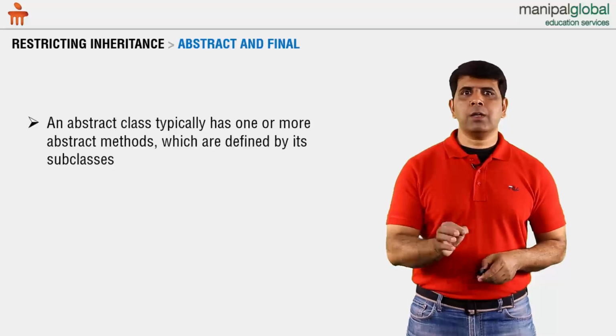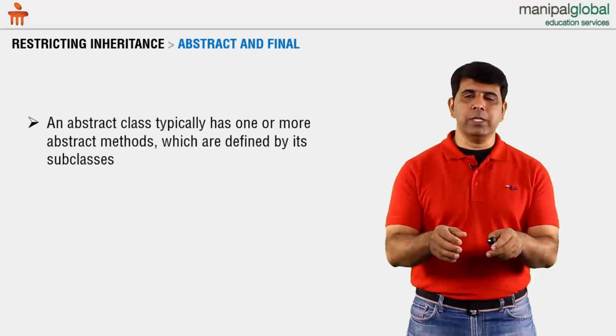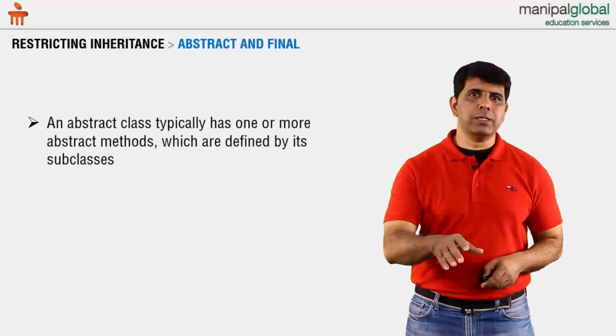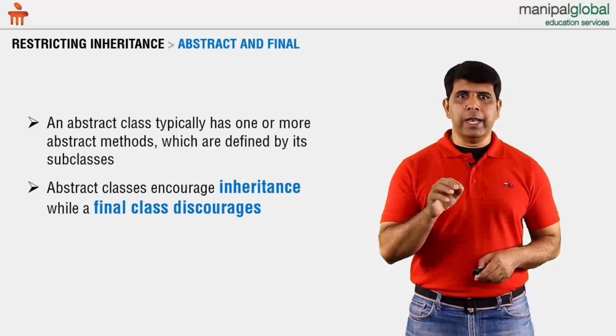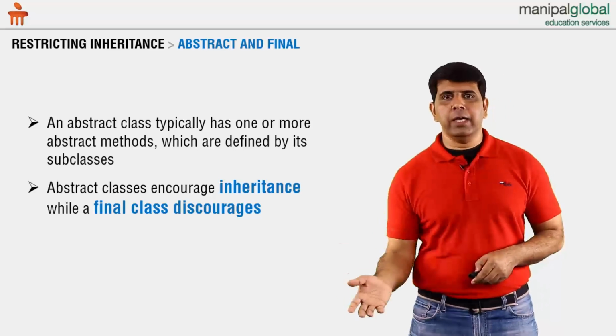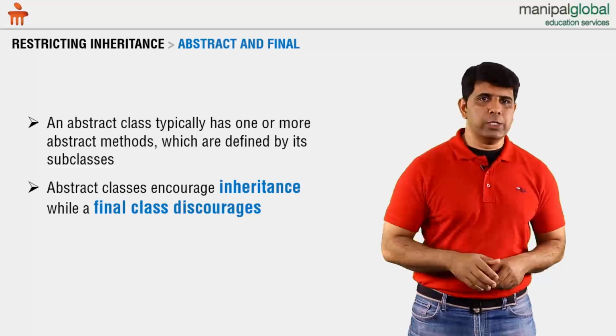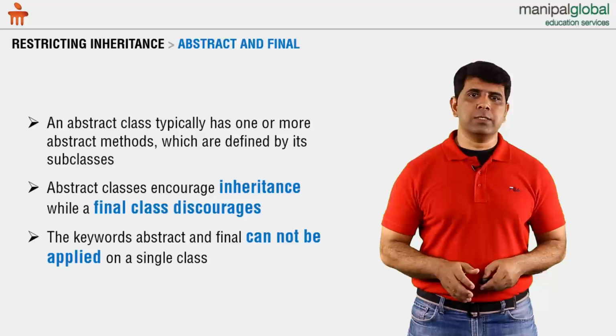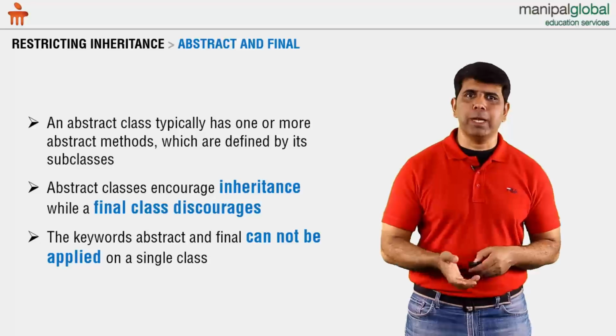An abstract class typically has one or more abstract methods which need to be defined or overridden in the subclasses. That's the reason why it encourages that. Now, abstract classes encourage, final classes discourage. Because of which these two cannot be applied on a single class simultaneously. And that's going to be a compiler error.